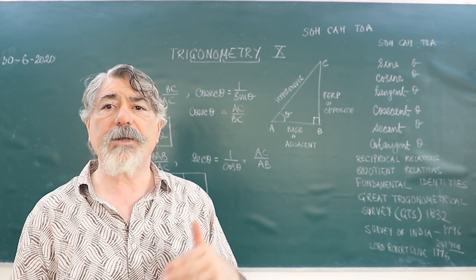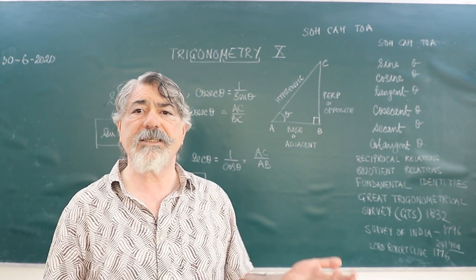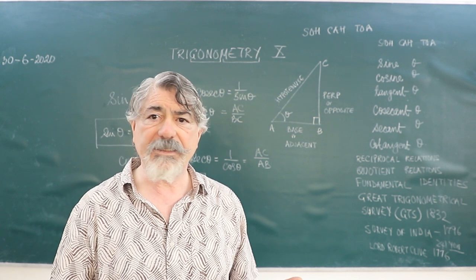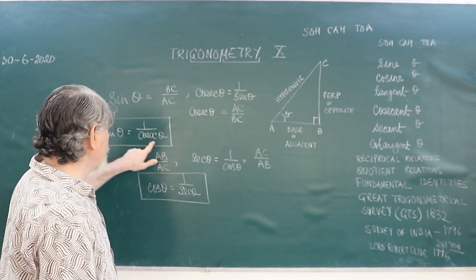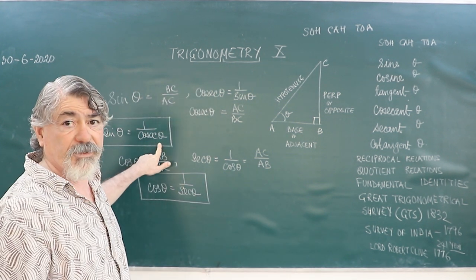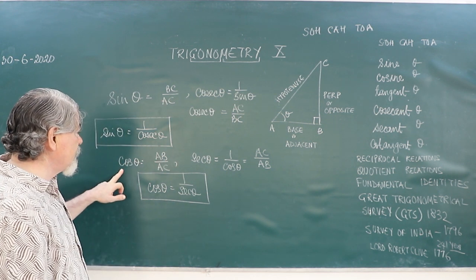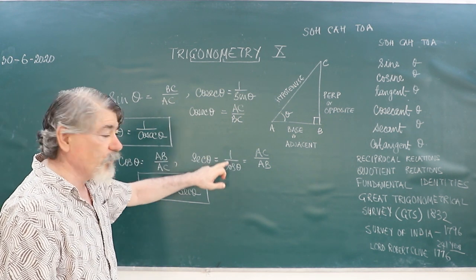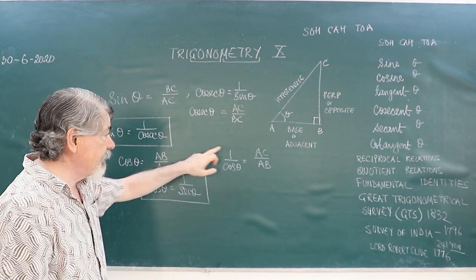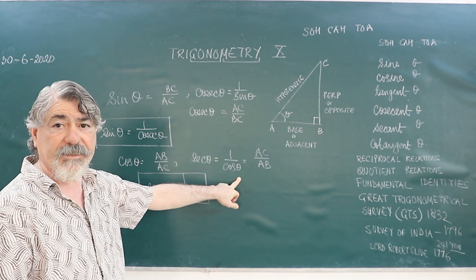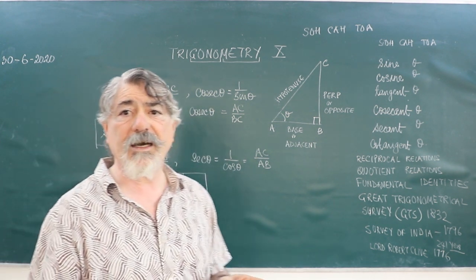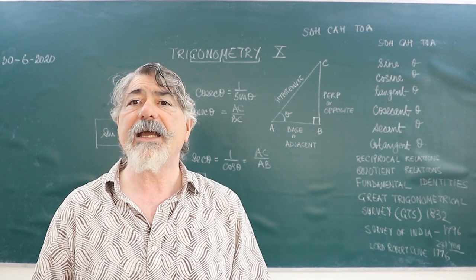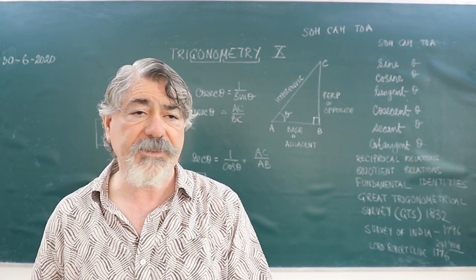Sin theta is 1 upon cosec theta, or cosec theta is 1 upon sin theta, one and the same thing. Cosec can be taken up, sine can be brought down. Similarly, sec is 1 upon cos theta, or cos theta is 1 upon sec theta. So sec and cos are reciprocal of each other, and sine and cosec are reciprocal of each other.